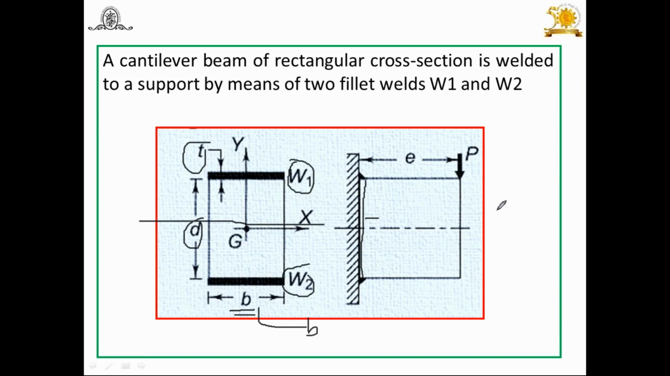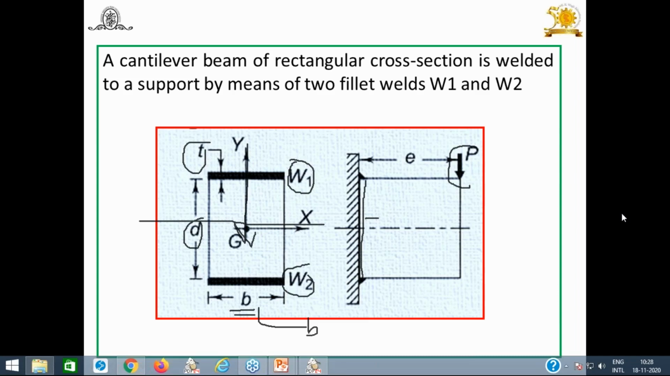Again here, what is going to happen? We have an eccentric load in the plane of the weld. What we have to do is replace this P and locate its position here. How we are going to change this eccentric load, we will see on the next slide. Look at this here.